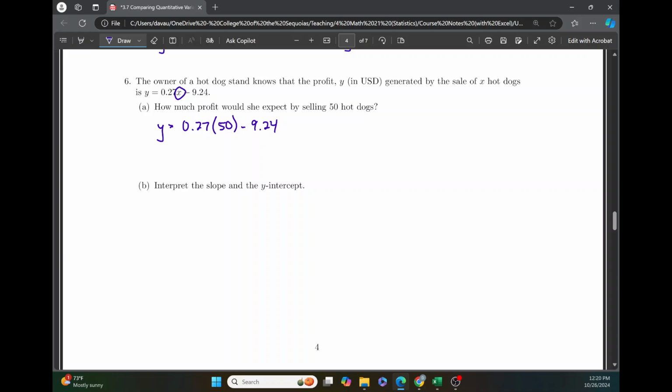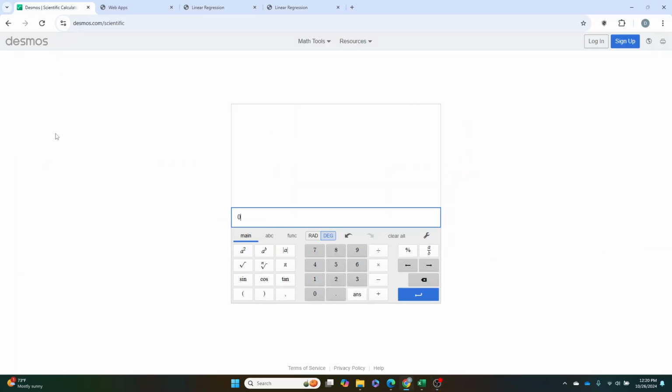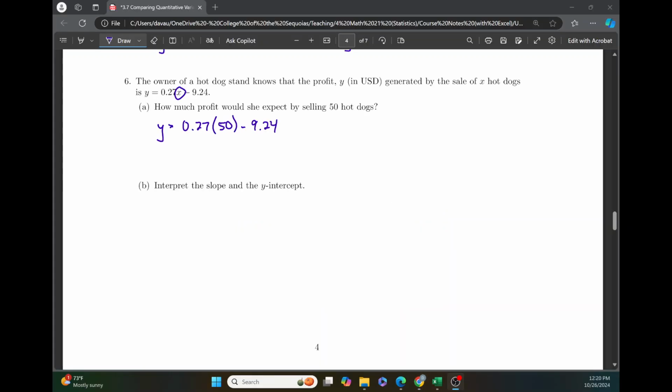And we can plug that into a calculator. Let's do 0.27 times 50 minus 9.24, and you get 4.26. So this comes out to $4.26. So if she sells 50 hot dogs, that's how much money she makes. I have no idea if this is accurate. I think I made this up, and it doesn't look very realistic to me, but that's okay.